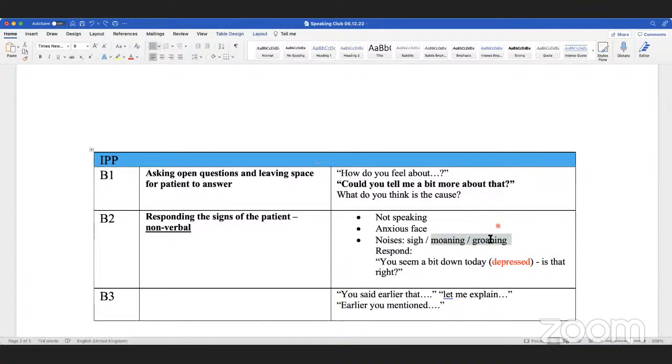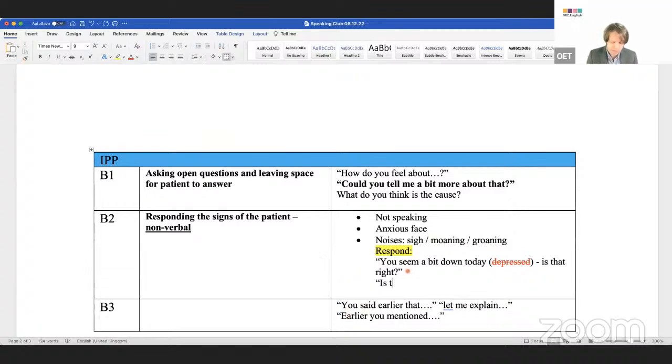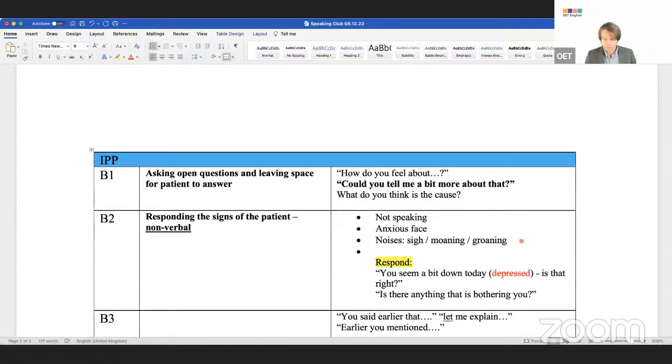Yeah, we can say you seem a little bit down, or respond to it. Is there anything that is bothering you? That's a really good one. I'm going to put that on there, Ismail. Is there anything that is bothering you? Excellent. Because that could be pain, or that could be emotional. Yeah, that's a really good one. Okay, so we have to respond to these. This is all about responding.